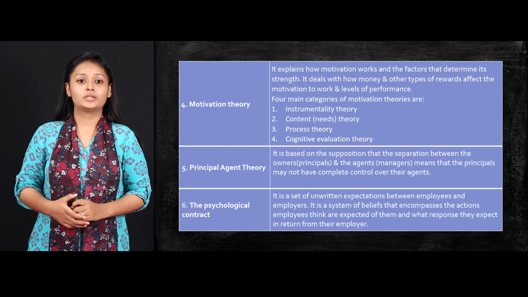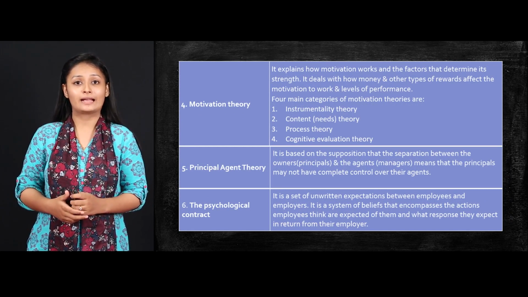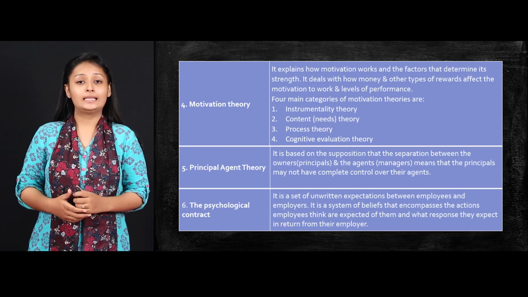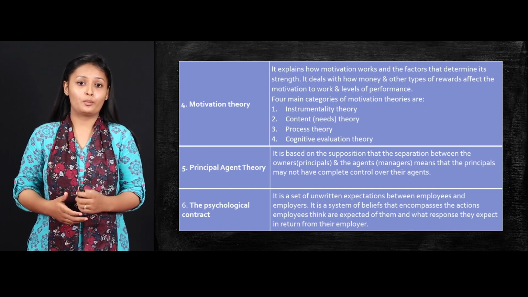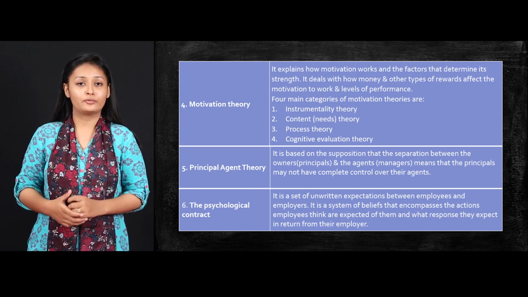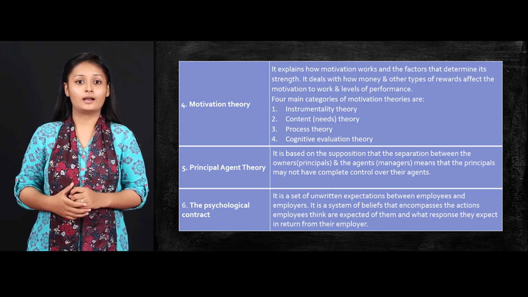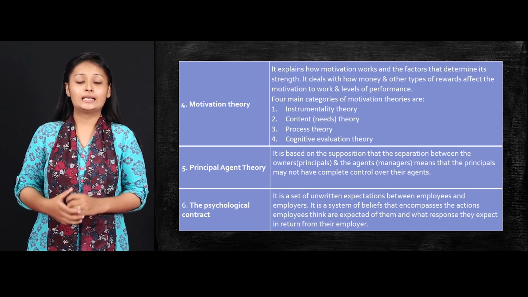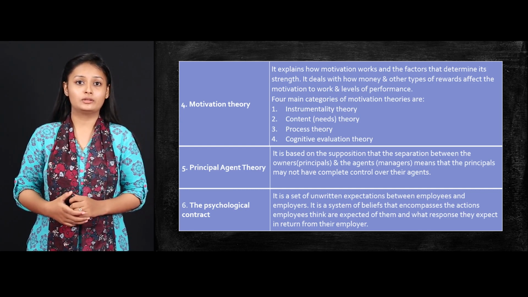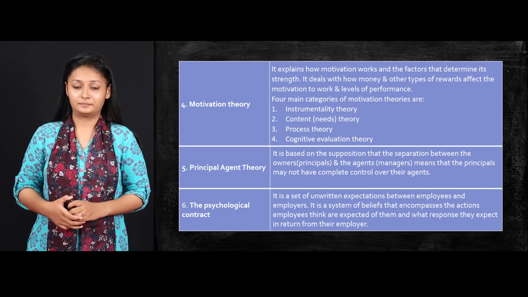The next is the motivation theory. It explains how motivation works and the factors that determine its strength. It deals with how money and other types of benefits or rewards affect the motivation to work and the level of performance. So the four main categories of motivation theories are the instrumentality theory, content or need theory, process theory, and cognitive evaluation theory.